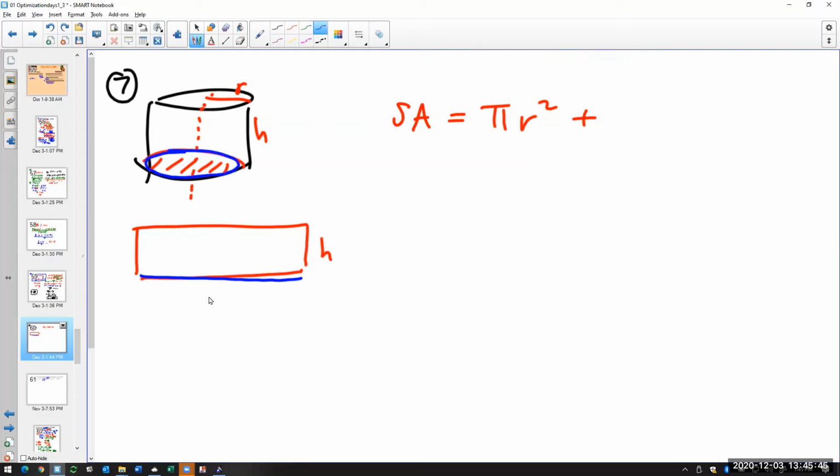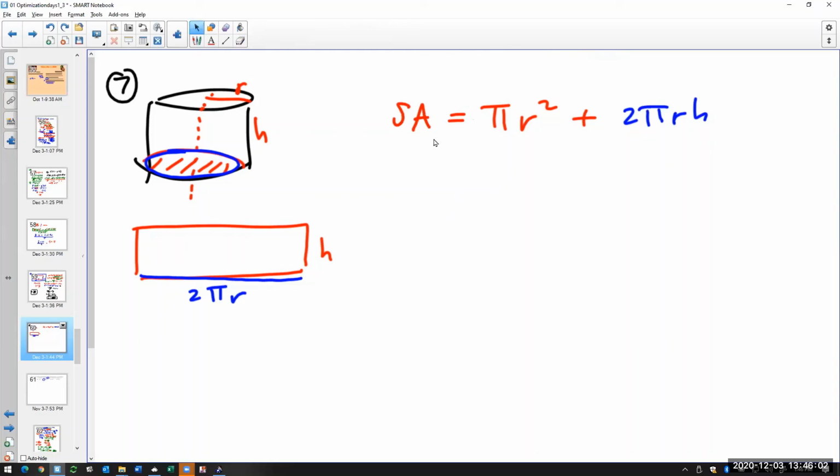So this length is actually what formula? 2 pi r. So the area of this rectangle is just length times width, basically 2 pi r h. If it had a top, how would this be different? You'd put a 2 right here if it had a top. But this one's topless.